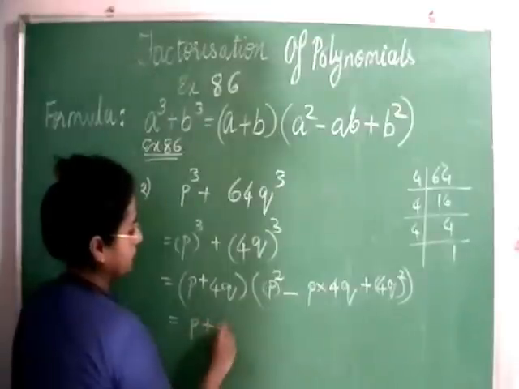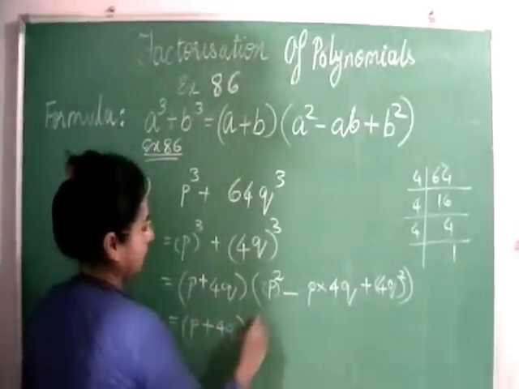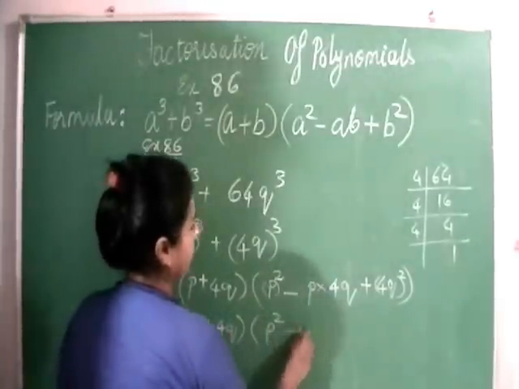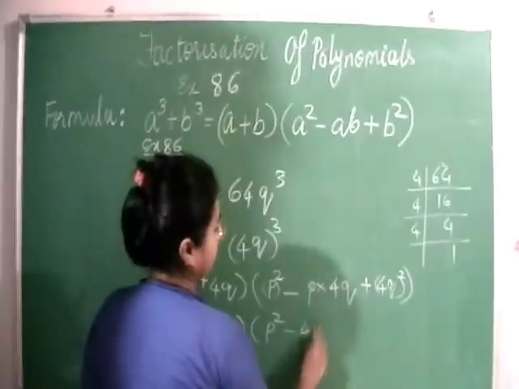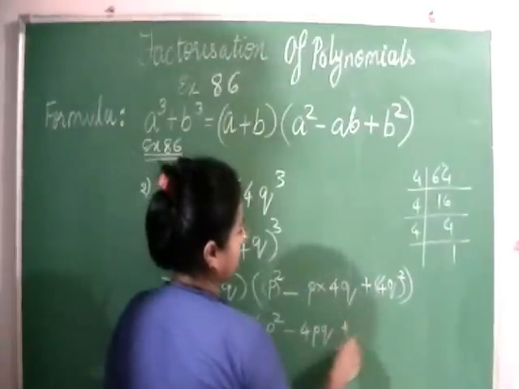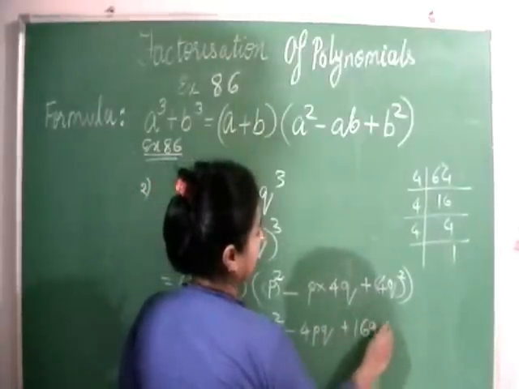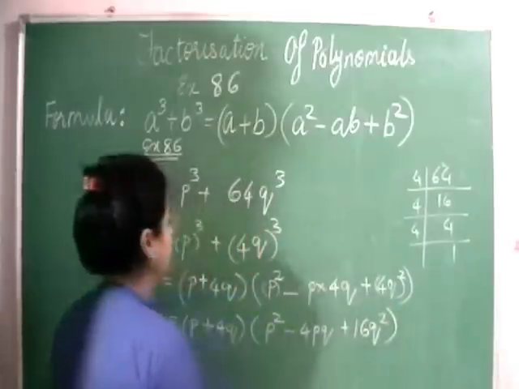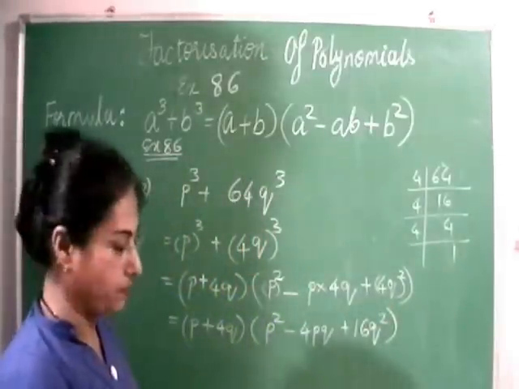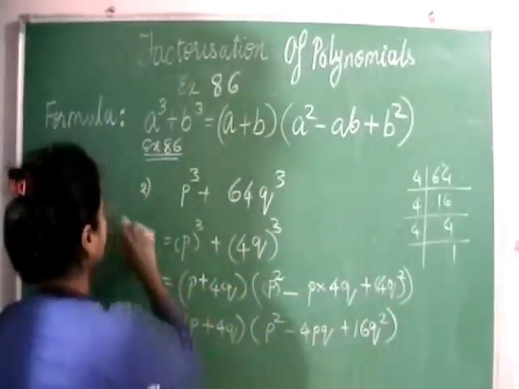(p plus 4q), (p square minus 4pq plus 16q square). This is the answer for the second sum. Now go to the third sum.